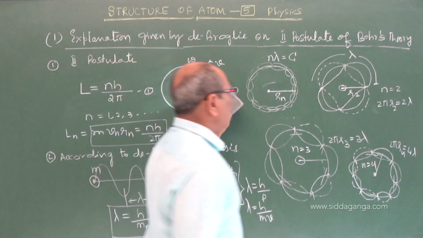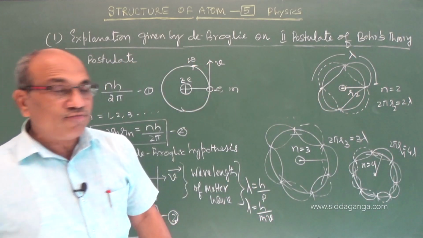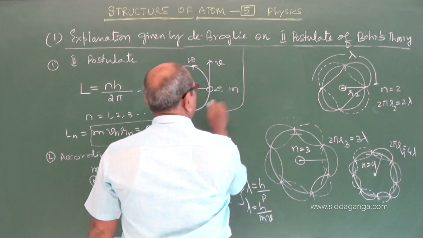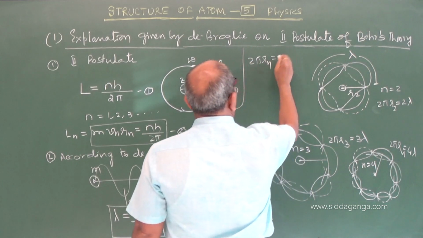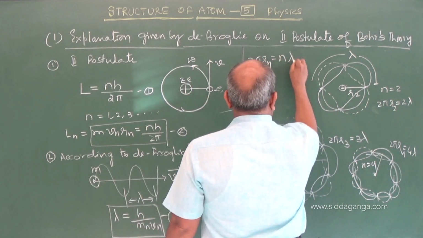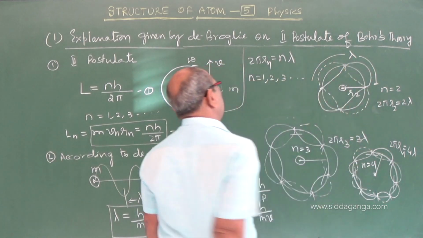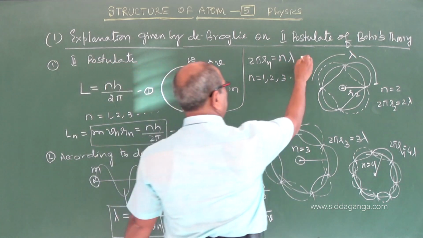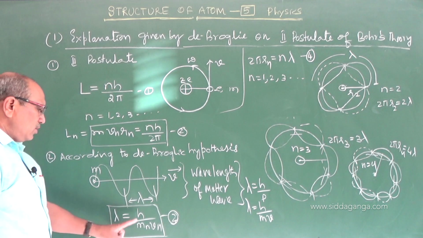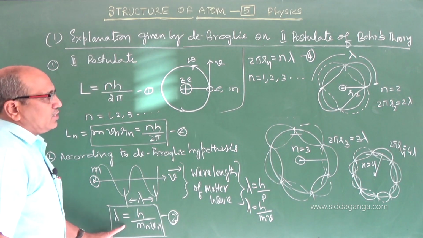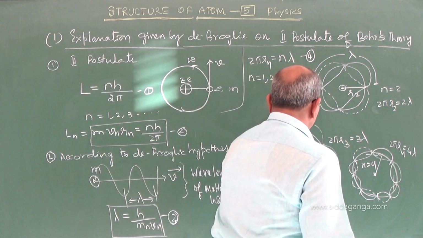So the argument of de Broglie is that the circumference of the orbit, that means 2 pi Rn, is equal to n lambda, where n must be an integer, 1, 2, 3 like that. It cannot take all possible values. That is equation number 4. You can take this lambda equation. So here I am coming to that finally.